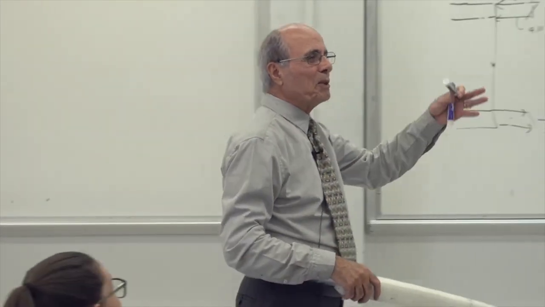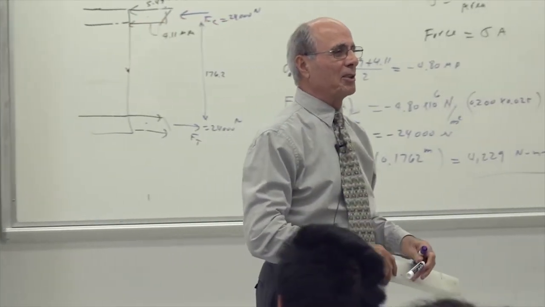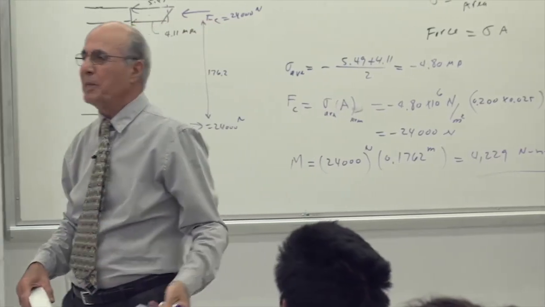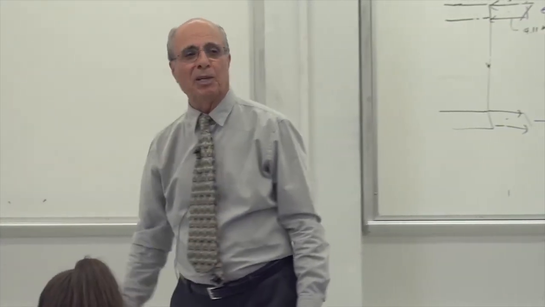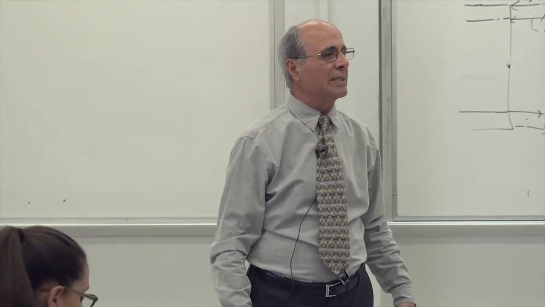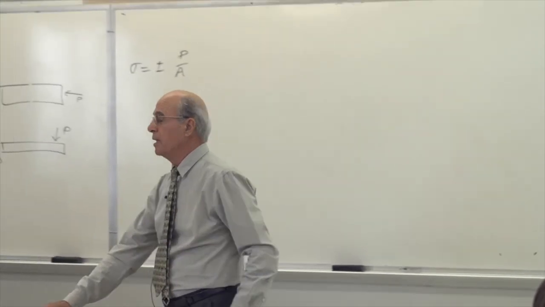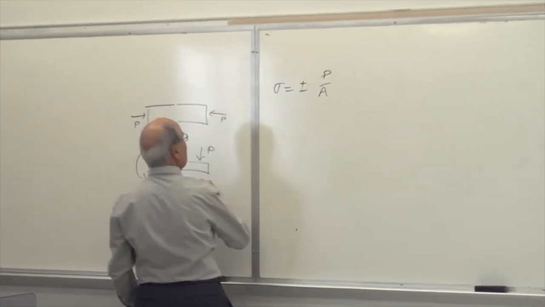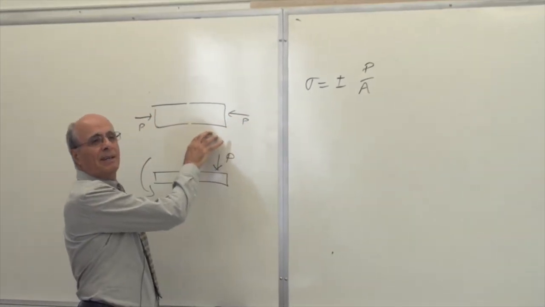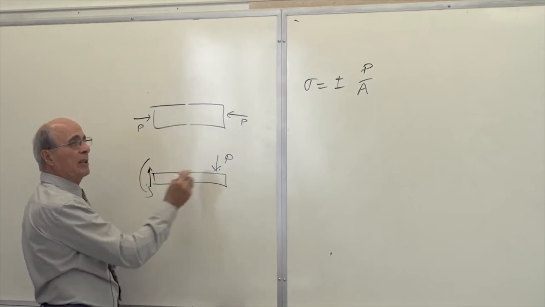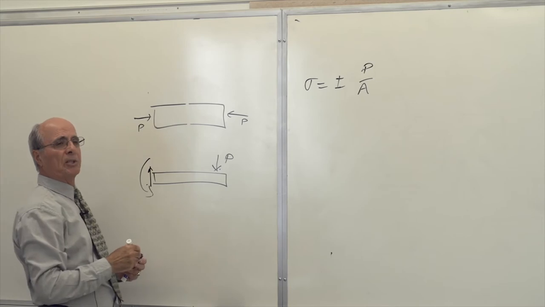It has nothing to do with P over A. Everybody see what I'm talking about? We call it P because there is a vertical force. So be it. Not every P is sigma equal to P over A. So you should not make that kind of mistake in this class or ever. So this is a bending problem. As a matter of fact, there is also a force going up this way, which becomes a shear problem, which is chapter 6, by the way.